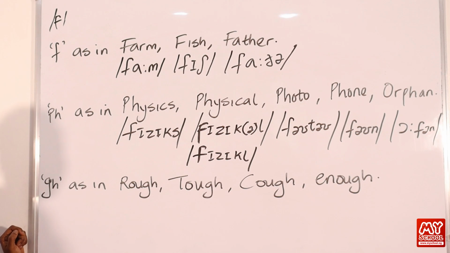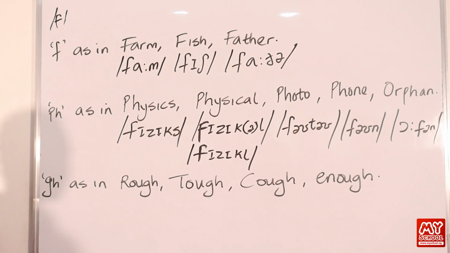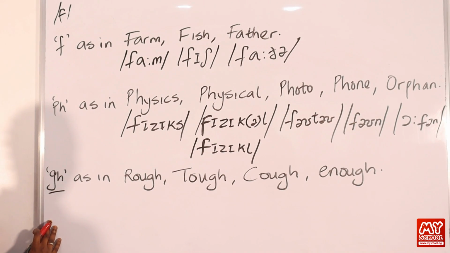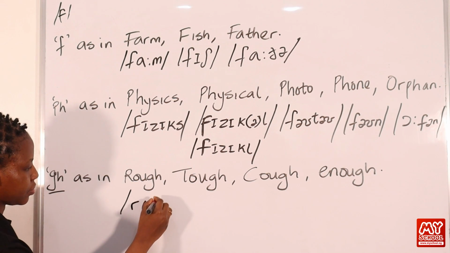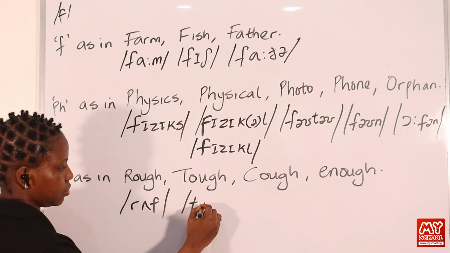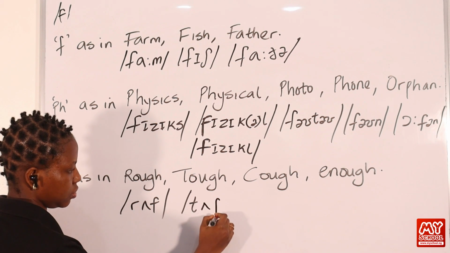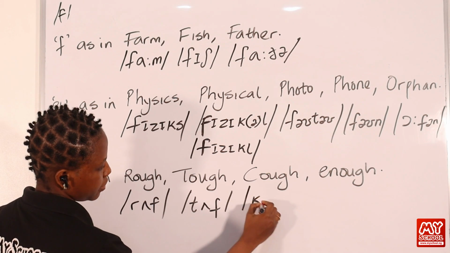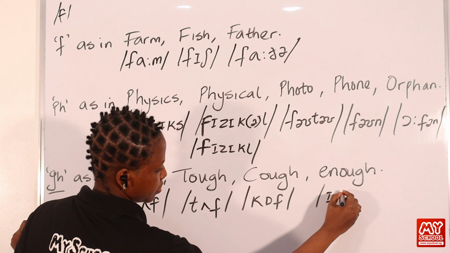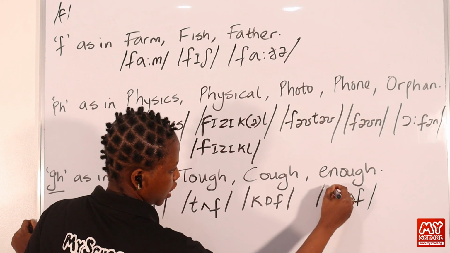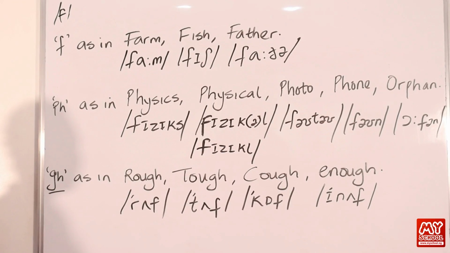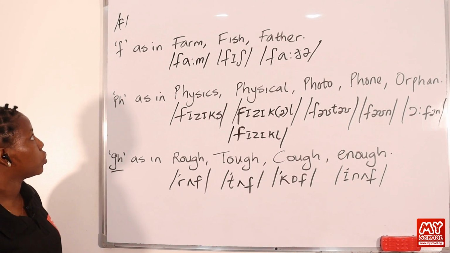Okay, so let's move to the next letter of the alphabet that can possibly represent the sound. It is GH. GH, as in rough. Okay, as in tough. As in cough. As in enough. Okay? So these are the transcriptions for these words. So let's take note of that.